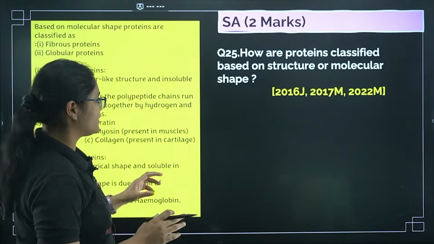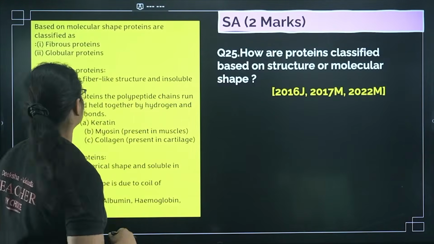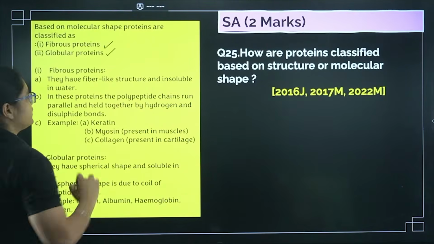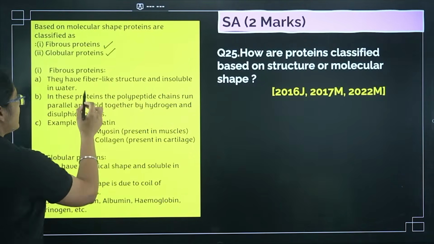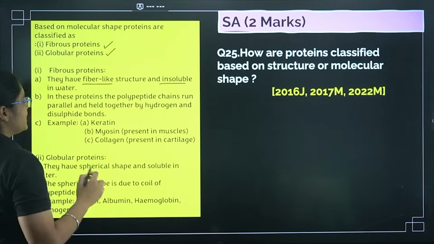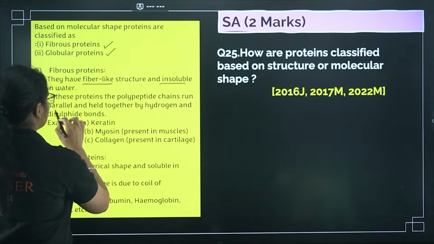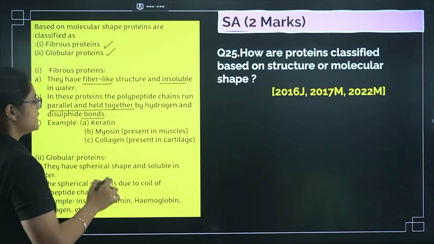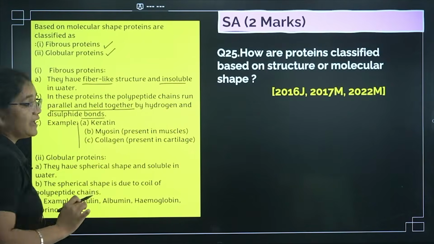Next, how are proteins classified based on the structure or molecular shape? Proteins are classified into two shapes, fibrous and globular. Now what are fibrous proteins? They are fiber-like structures and are insoluble in water. In them the polypeptide chains run parallel and are held together by hydrogen or disulfide bonds. Examples are keratin, myosin and collagen.